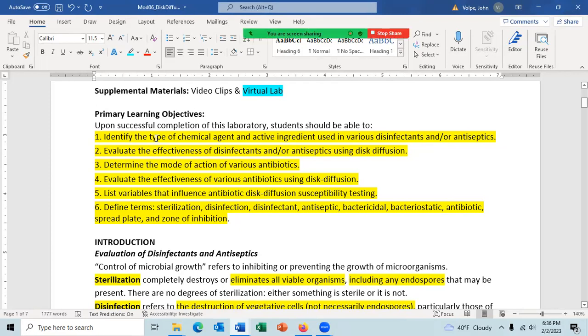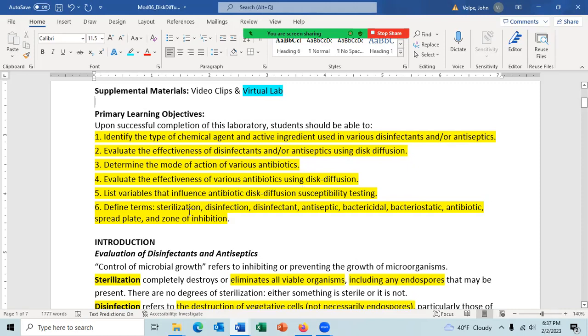All right, primary learning objectives. Upon successful completion of this lab, you should be able to identify the type of chemical agent and the active ingredient used in the various disinfectants and antiseptics. You should be able to evaluate the effectiveness of disinfectants and or antiseptics using the disk diffusion method. You should be able to determine the mode of action of various antibiotics. You should be able to evaluate the effectiveness of various antibiotics using the disk diffusion method.